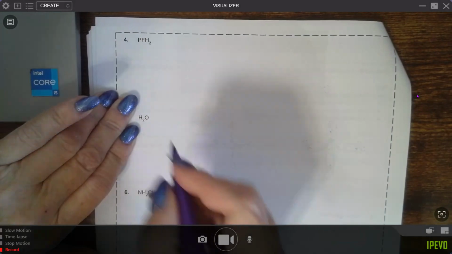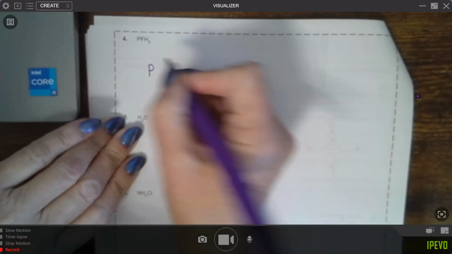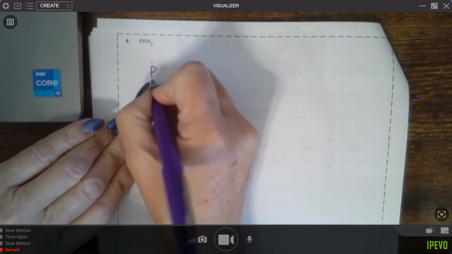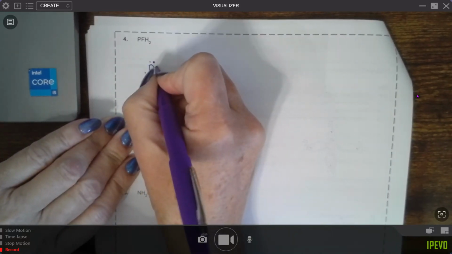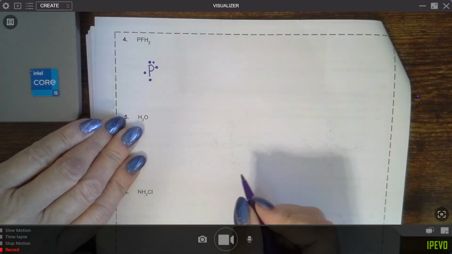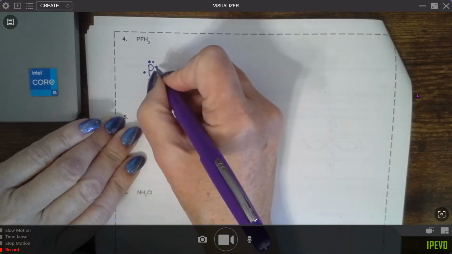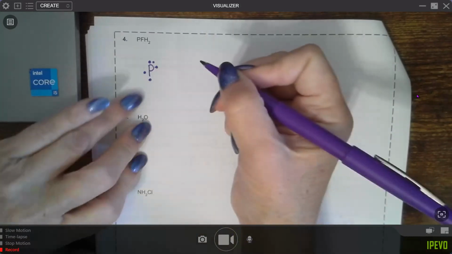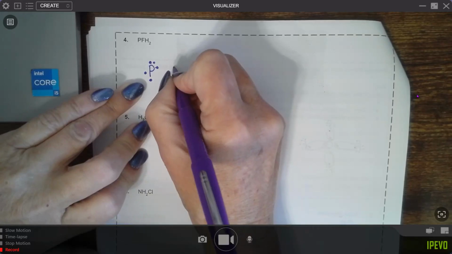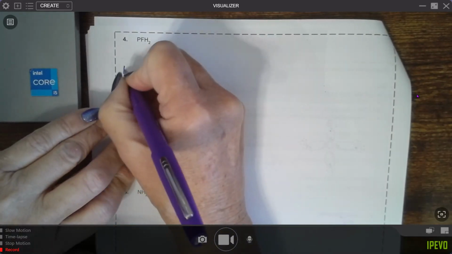All right. So let's look. Phosphorus is in group 15. So phosphorus has 5 valence electrons. Okay. Then I have 1 fluorine, and I'm going to put my terminal atoms by the solo electrons. So I've got 1 fluorine, and then I've got 2 hydrogen.